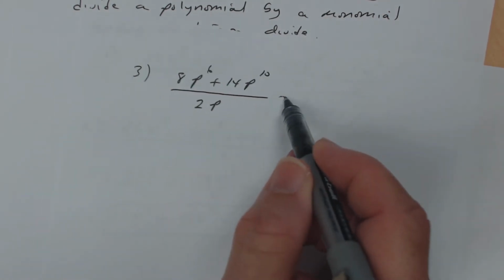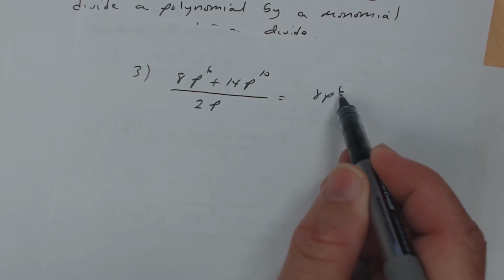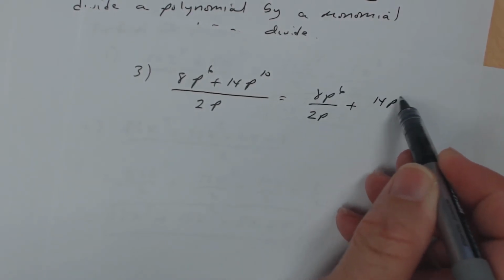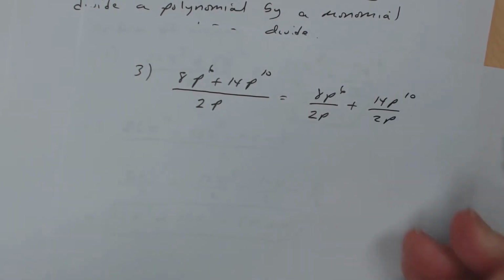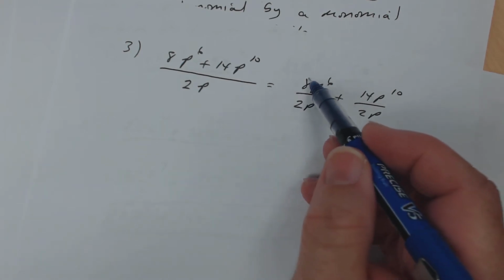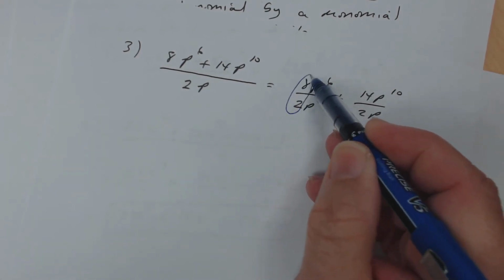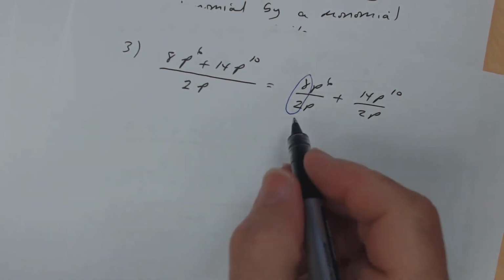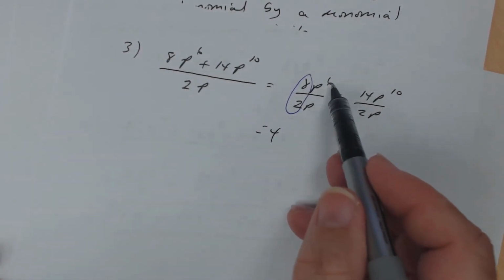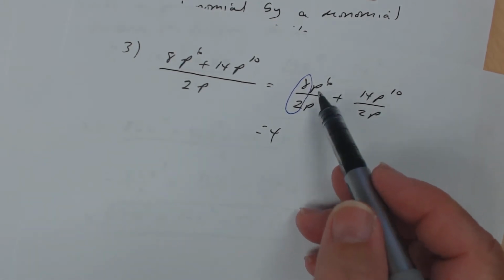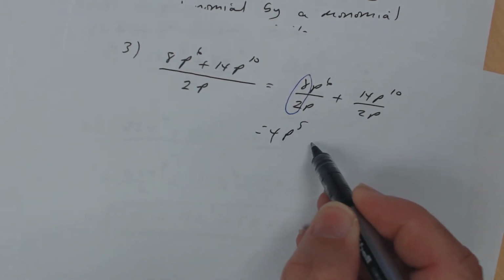And so I'm going to get 8p to the 6th divided by 2p plus 14p to the 10th divided by 2p. Okay, and then all you do is ask yourself, well, let's first of all reduce these coefficients. 8 divided by 2 is 4. So that's going to be 4. P to the 6 divided by p, that's where that middle part comes in. 6 minus 1 is 5, so that's 4p to the 5th.